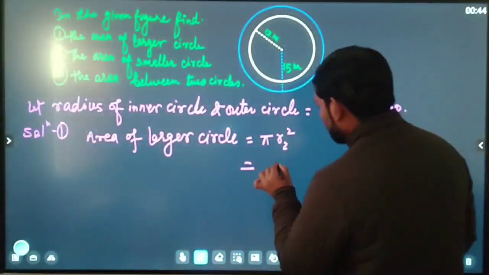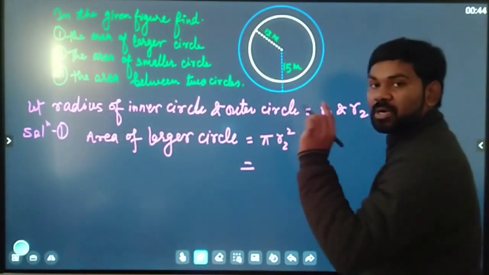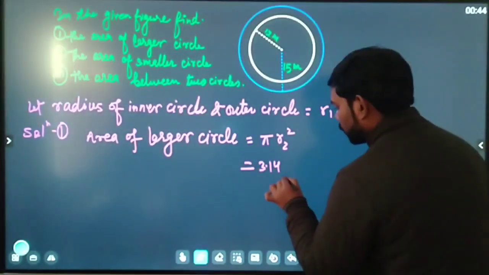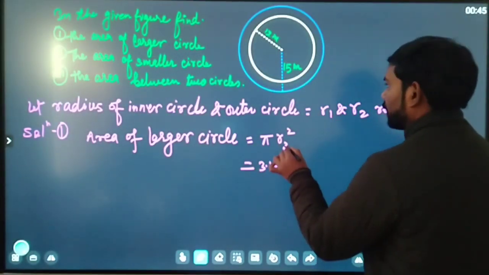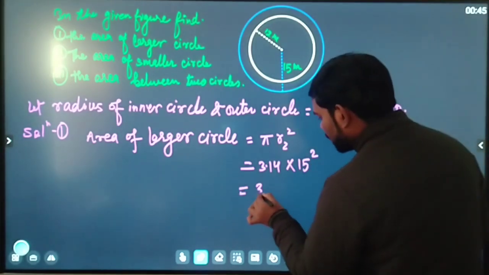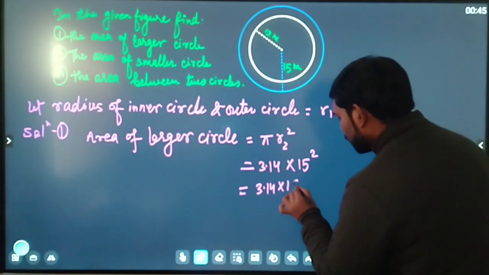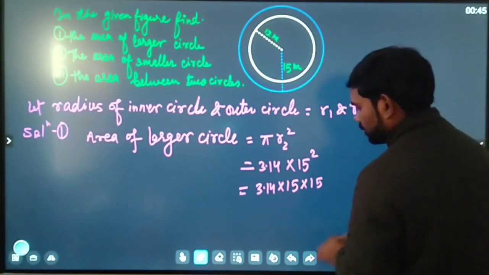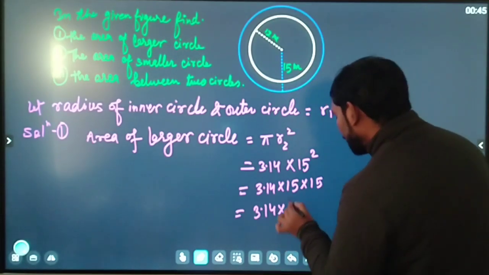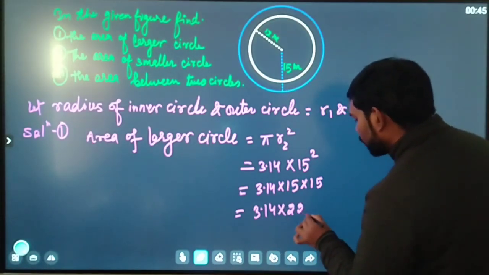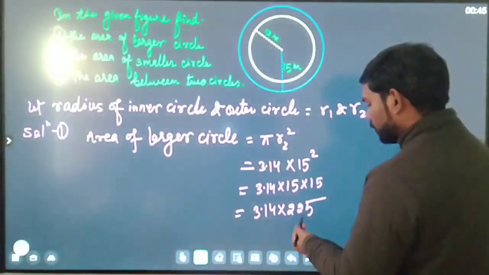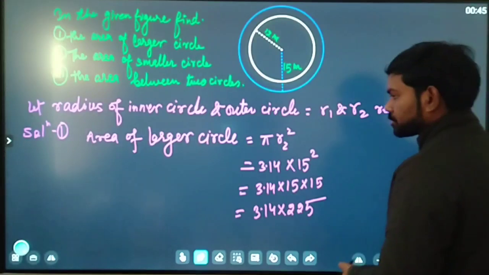Since the radius is not a multiple of 7, we write the value of pi as 3.14 into the value of r, that is 15 square. So we get 3.14 into 15 into 15. Here we get 3.14 and 15 into 15 is 225. Now find the product of 3.14 and 225.